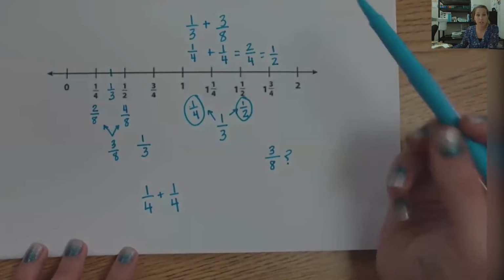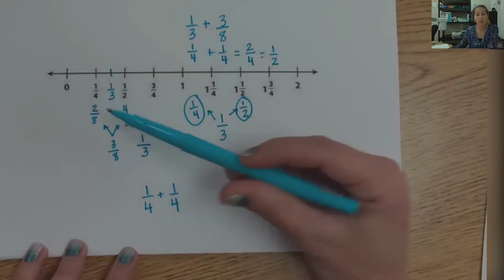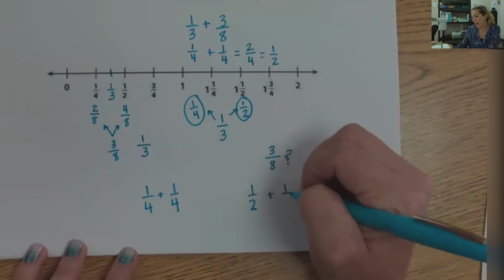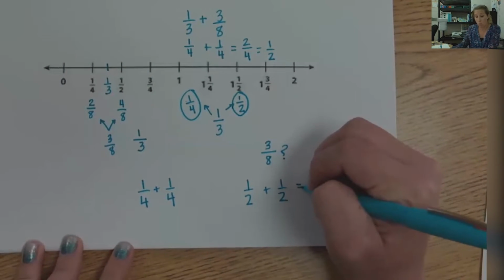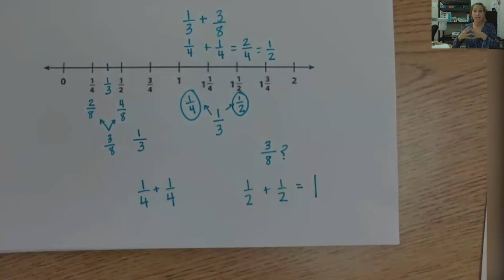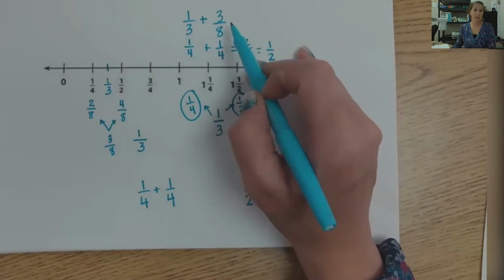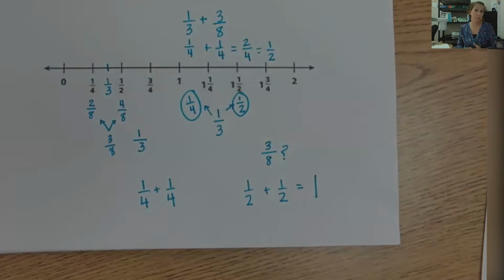For a high estimation, instead of using the fourths, I would have used the half. So a high estimation would have been 1/2 plus 1/2, or 1. So we can estimate and know that the sum of 1/3 plus 3/8 needs to fall somewhere between 1/2 and 1. So if I get an answer that's bigger than 1 or smaller than a half, I know that's not reasonable based on my estimation.